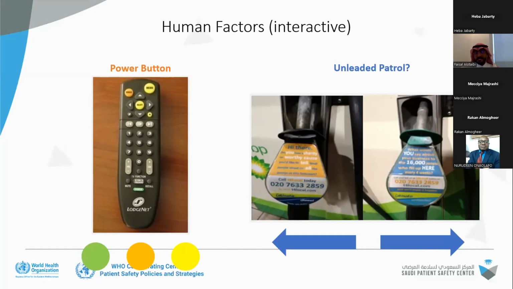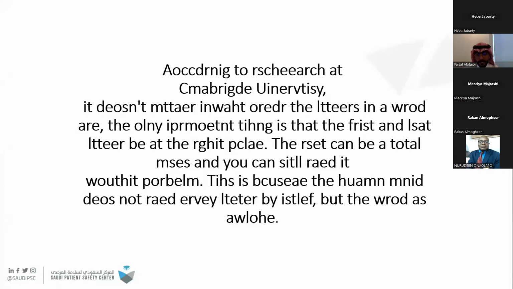Because this is a bad system design. You are only looking for one word that makes you distinguish between unleaded and leaded petrol, but there is a huge number of signs that affect your decision. So we need a volunteer here. If we can unmute one of the participants, we need someone who can read this sentence for me. Dr. Rakan. Raise your hand, please. Yes. Raise your hand to participate and read this sentence. So, Mr. Fahmi, can you unmute him, please?